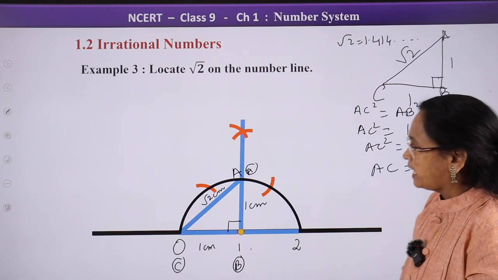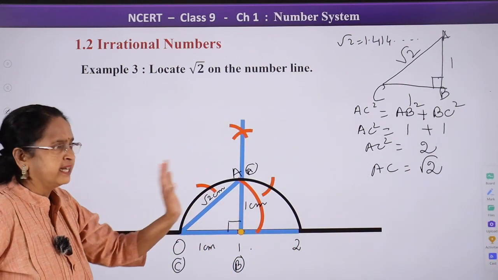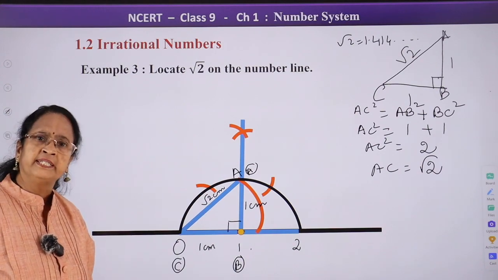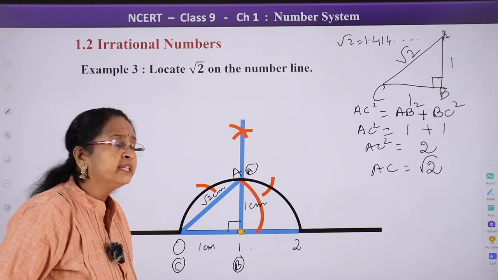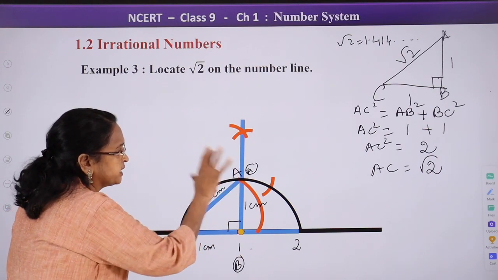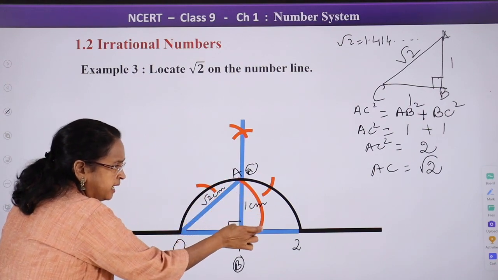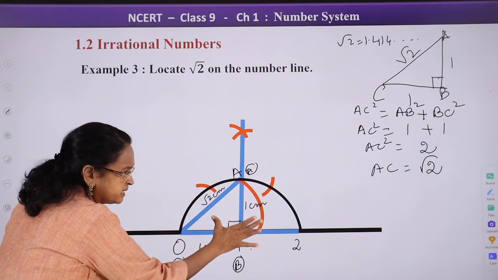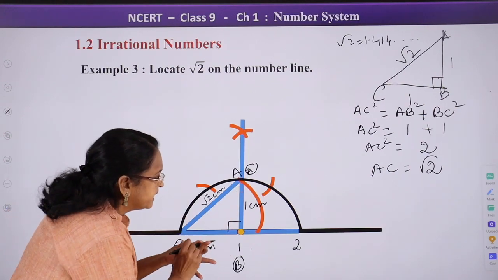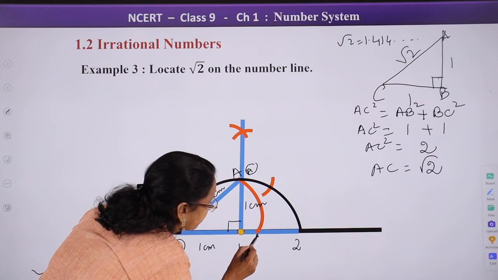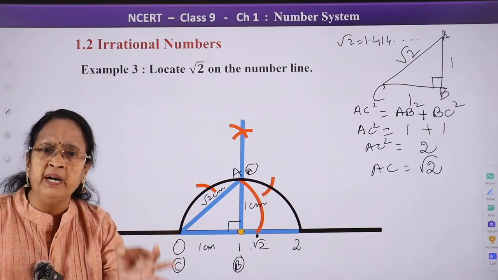Now, what is that arc? How do we get that arc? This is the arc. Is it clear? So, what is the radius which you took for this arc? The radius is from point 0 to A. When you take this and draw the arc, this is the way it is drawn with the compass. So, this is the arc. This point is the point of root 2 on the number line.